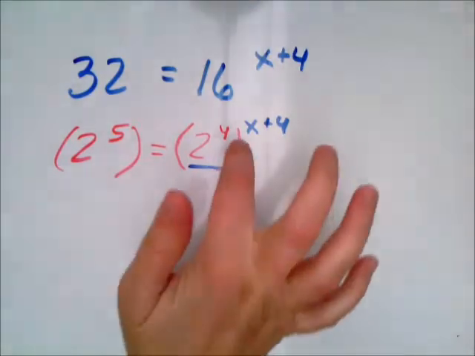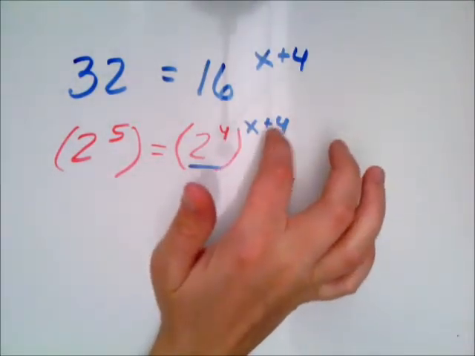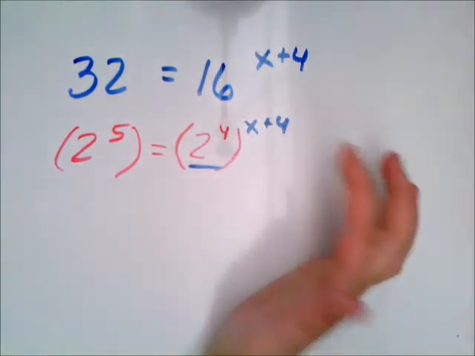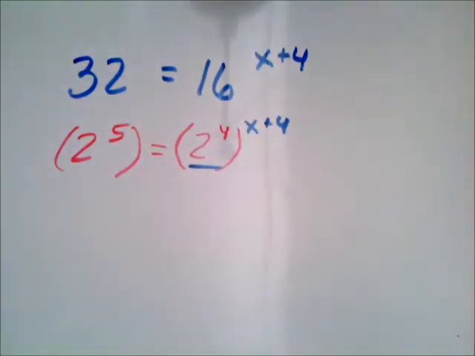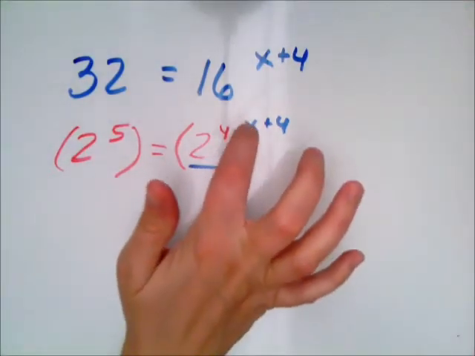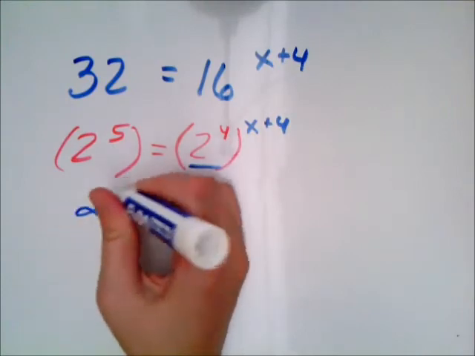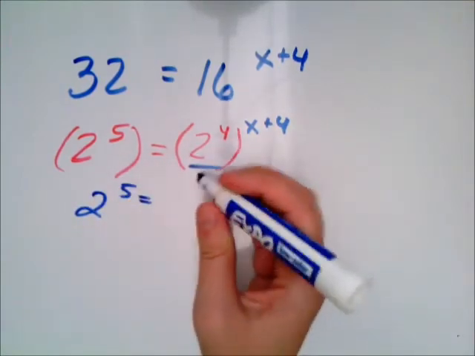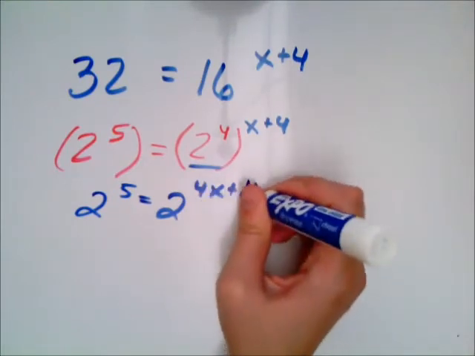And then what do I do when I have an exponent to an exponent? So if it was like 2 to the 4th to the 3rd, it would be to the 12th because it's 3 groups of 2 to the 4th. So I multiply my exponents when I have an exponent to an exponent. So just be careful, you're multiplying 4 by this whole thing. So this ends up looking like 2 to the 5th equals 2 to the 4x plus 16.